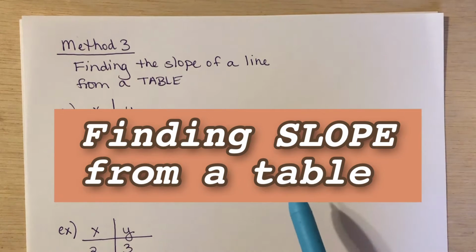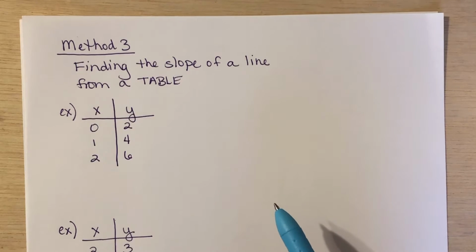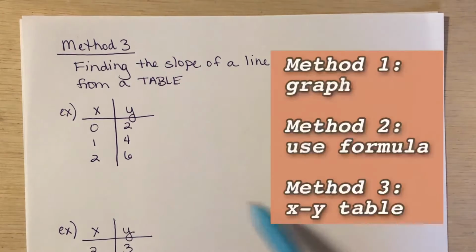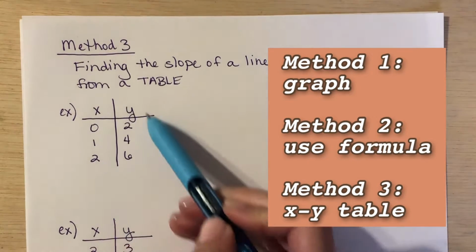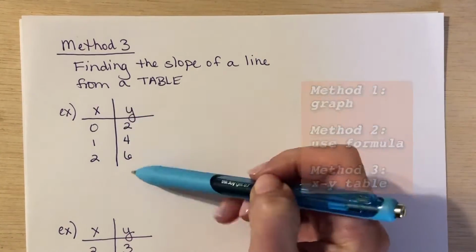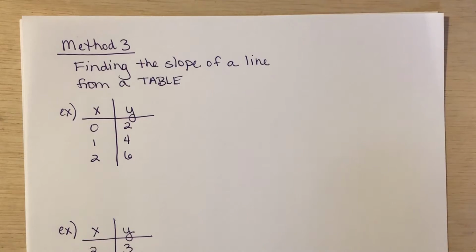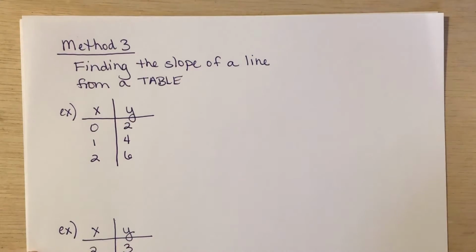Let's do a third method for finding the slope of a line. We talked about how to find the slope of the line if you're given the actual graph, and we talked about how to find the slope of the line if you're given 2 points. But what happens if you're just given a table of some x's and y's, of your inputs and your outputs? How would you figure out the slope that these points make if you're just given a table?